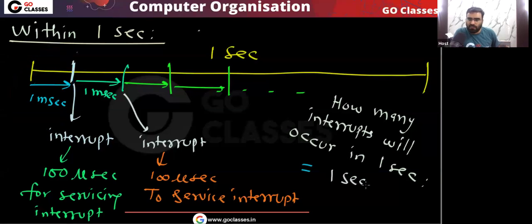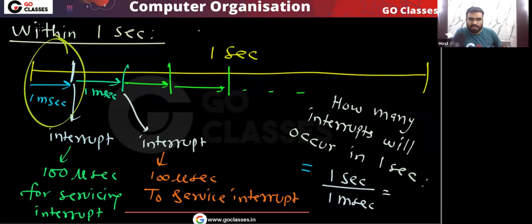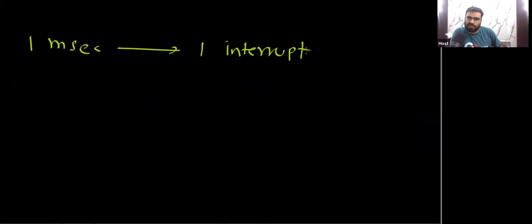That is 1 second divided by 1 millisecond, because every 1 millisecond interrupt is coming. It's like this: in 1 millisecond, one interrupt is coming. So in 1 second, how many? That will be 1 divided by milli. These many interrupts will occur.